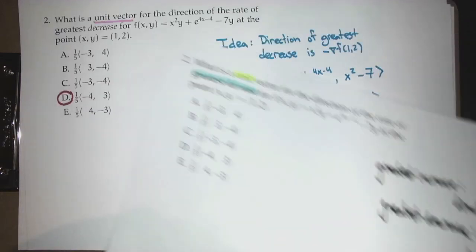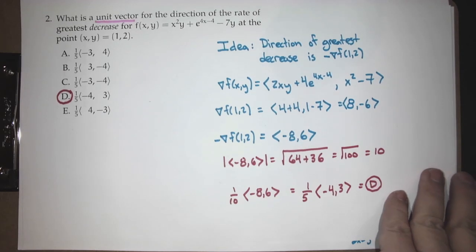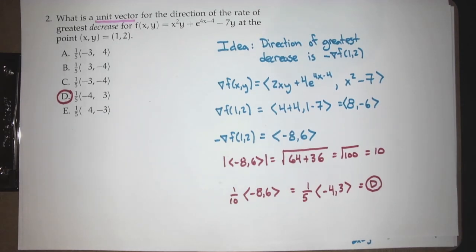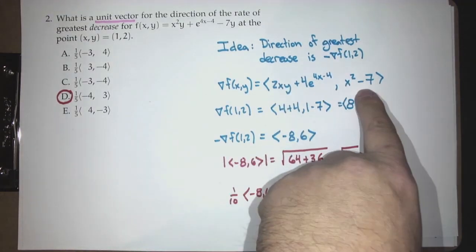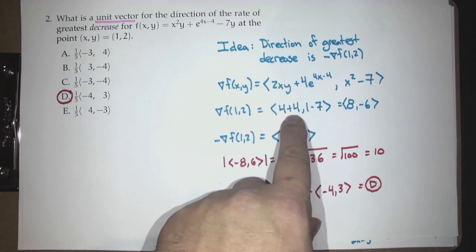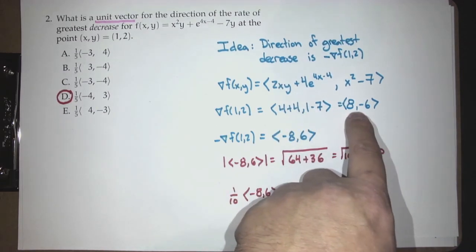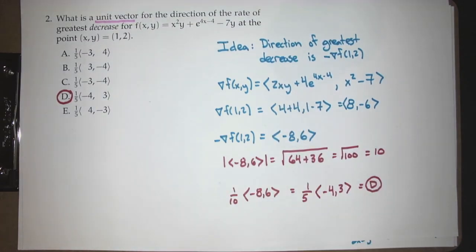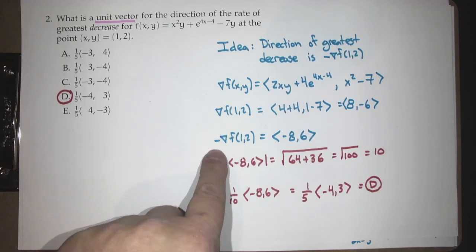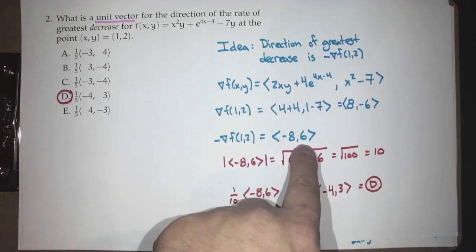The answer is D. If we take the gradient, as a reminder, it just says collect your partial derivatives: the partial derivative with respect to x, and the partial derivative with respect to y. Evaluate at your point, and you get the vector 8, negative 6. But we need greatest decrease, so we throw a negative there, which makes it negative 8, 6.